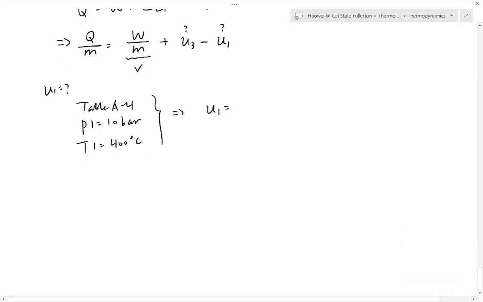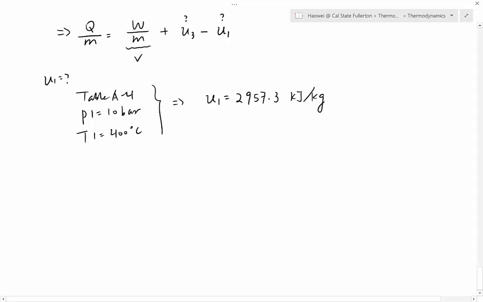U1 is equal to 2957.3 kilojoule per kilogram. So now we're done with U1. Then the only thing left in my right-hand side that I need to find is U3. As soon as I find U3, everything will be done. Okay, how do we look for U3?